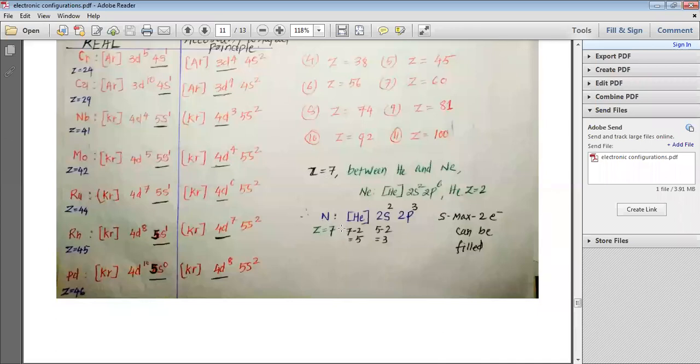And when you have Z equal to 7, we can start with the previous inert gas. So helium, then the electronic configuration of neon is 2s2 2p6. That means the 2s and 2p orbitals are going to be filled. Now for nitrogen, Z equal to 7, if we write helium, then total 7 electrons. Out of these 7 electrons, 2 electrons have gone for helium, so 5 electrons are left. In the s orbital, maximum we can fill 2 electrons.